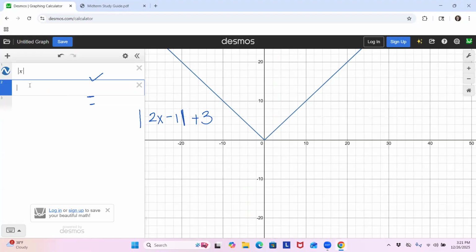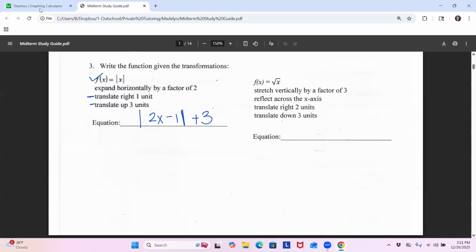I know the 1 and the 3 are right, so I'm going to put those in first. Absolute value x - 1, so that definitely took it to the right 1, and then +3 is definitely going to take it up 3. So those parts are right. Right 1, up 3, for sure.